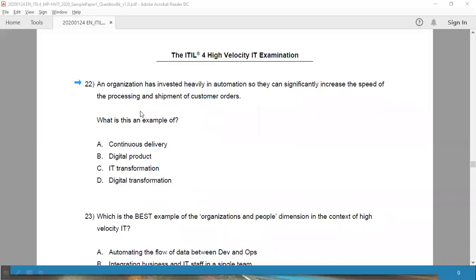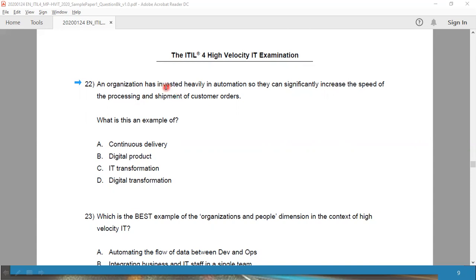Let us practice a question on digital transformation. Number 22. An organization has invested heavily in automation so they can significantly increase the speed of the processing and shipment of customer orders. What is this an example of? When I look at the word speed, I am immediately reminded of high velocity IT. However, I will be cautious to look at the complete question.